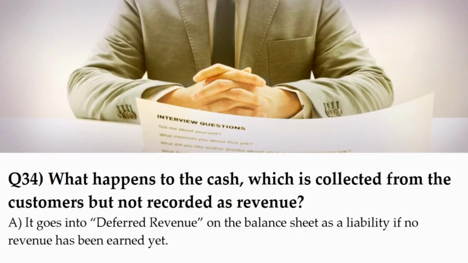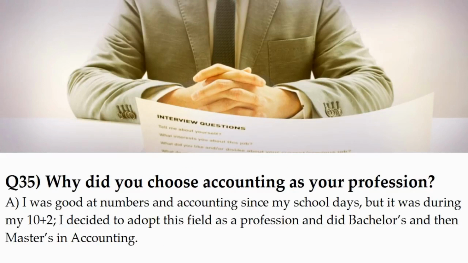34th question is, what happens to the cash which is collected from the customers but not recorded as revenue? The answer is it goes into deferred revenue on the balance sheet as a liability if no revenue has been earned yet. 35th question is, why did you choose accounting as your profession? The answer is, I was good at numbers and accounting since my school days, but it was during my 10 plus 2 that I decided to adopt this field as a profession and did bachelor's and then master's in accounting.